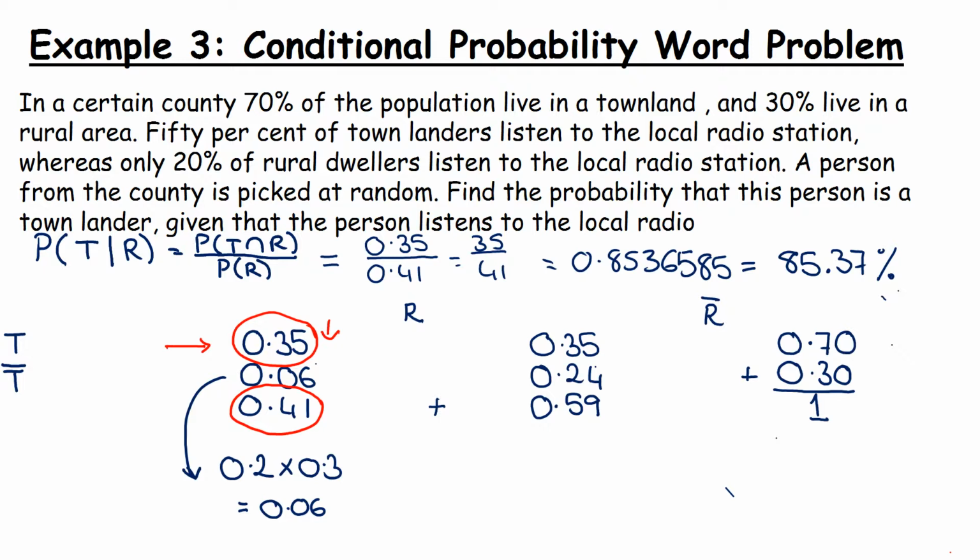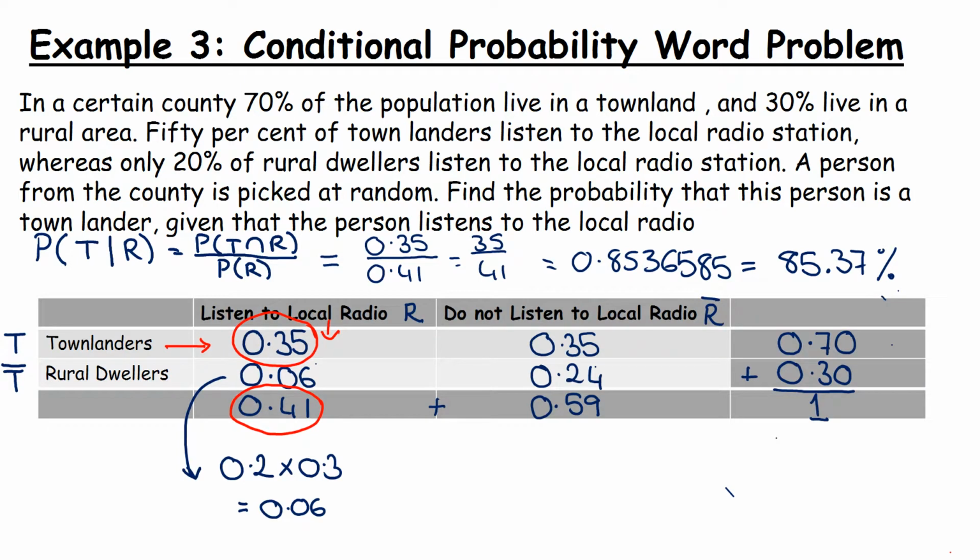Now, the problem here is we know that 50% of the townlanders listen to the radio and 20% of rural dwellers listen to the radio. But that's 50% of the 70% and 20% of the 30%. So we have a little bit of working out that we need to do. In order to help us do that, I would suggest a table, something like this.